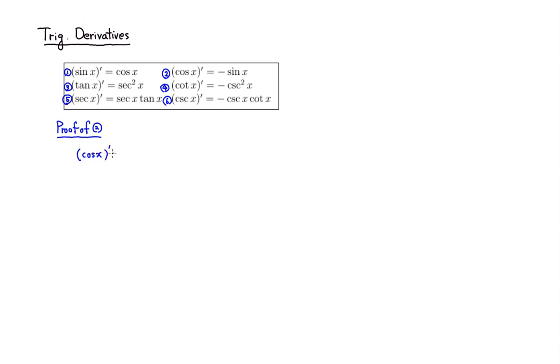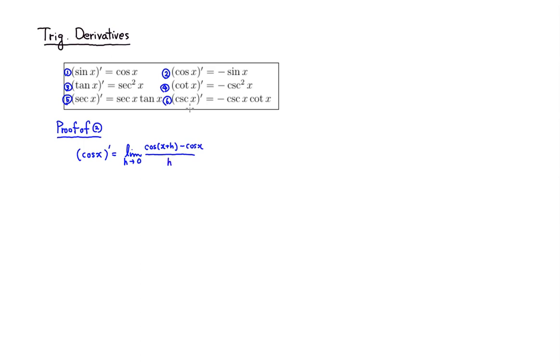I'm going to go through the definition first. You have the limit as h approaches 0 of cosine of x plus h minus cosine of x, all over h.